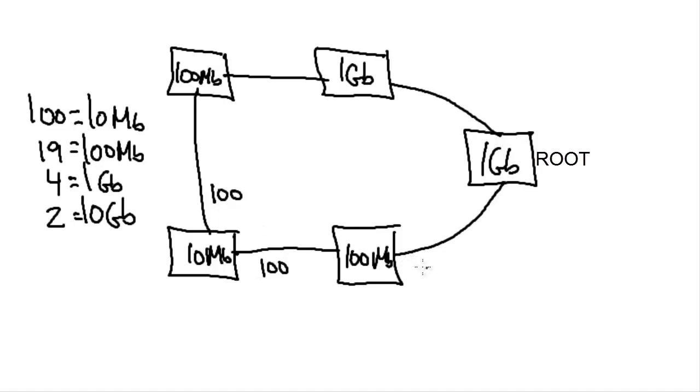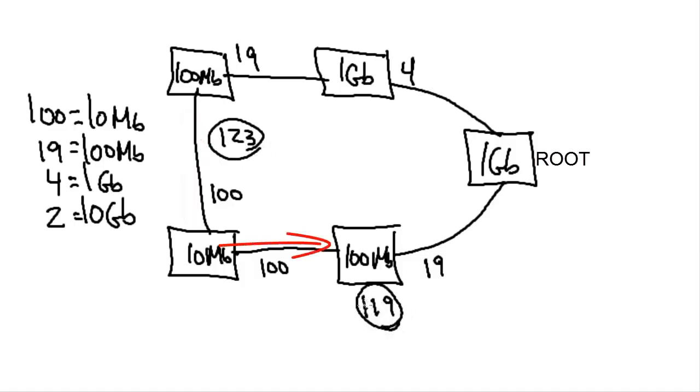And Spanning Tree will calculate, as you can see it's doing right here, the best path to the root. And let's say we've assigned the 1 gigabit switch as our root. We've manually set it. Spanning tree would then calculate, and as you can see here, from the 10 megabit switch through the 100 meg over to the 1 gig, it's 100, and the total cost is 123. And then the other path, the total cost is 119. That's the lower cost. That would be the root port, because that would be the preferred path.